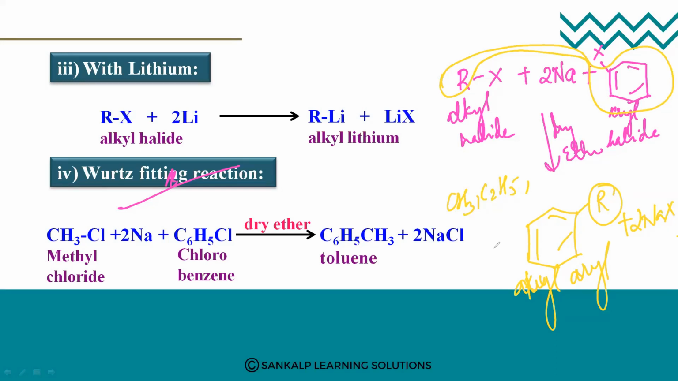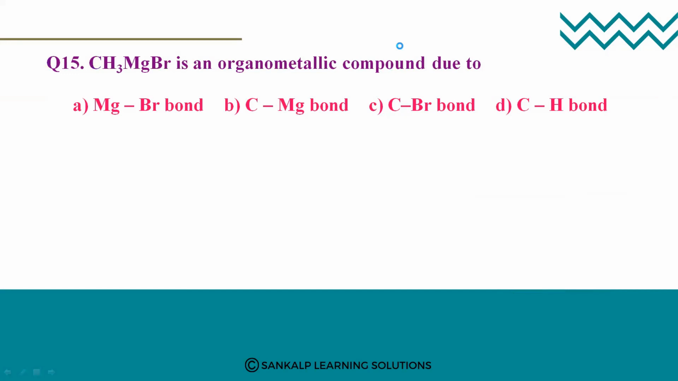So we'll go for the next one. We'll solve some questions based on this. CH3MgBr is an organometallic compound. Why is it called an organometallic compound? A, N-Br bond; B, C-Mg bond; C, C-Br bond; and D, C-H bond. Because of which bond is this organometallic compound said to be so?